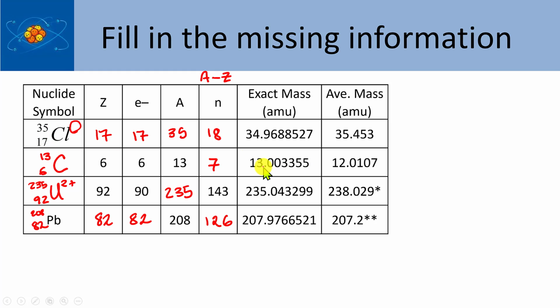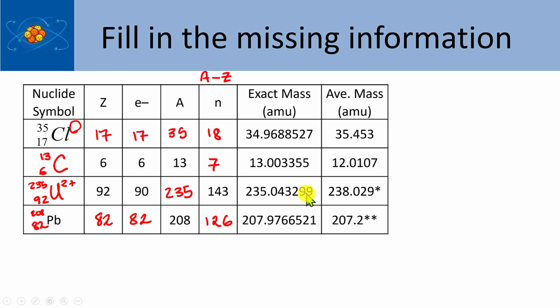And the other thing you should notice, though, is this is almost exactly 13, but here we're starting to see it's actually dropped below 35. And then if you get all the way up to here, for lead 208, there's actually a little bit more difference here, and uranium 235 actually ends up being just exactly 235. But there's an asterisk over here. Okay, so I'll talk about that in a second.